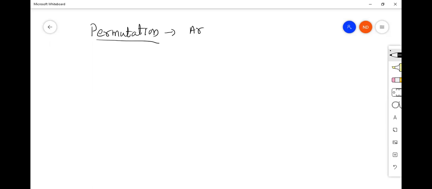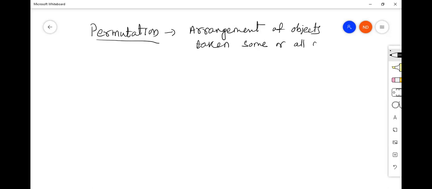The arrangement of objects taken some or all at a time. So basically, for permutation, the keyword is arrangement of objects, taken some or all at a time. How do we denote it? Let me tell you the notation.